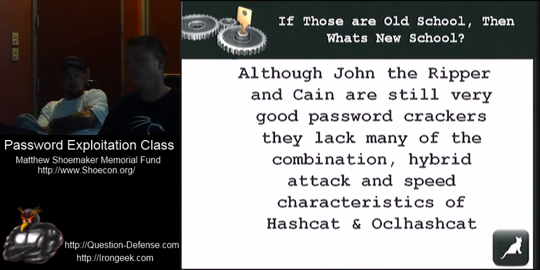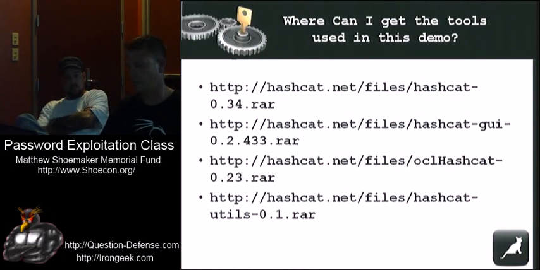And so once again, although John the Ripper and Cain are good password crackers, they don't have a lot of the features that Hashcat does. The combination attack, the hybrid attack, and the speed characteristics of Hashcat. And oclHashcat is the GPU-based version. So there's Hashcat and oclHashcat, and I'll get into the features in a minute.